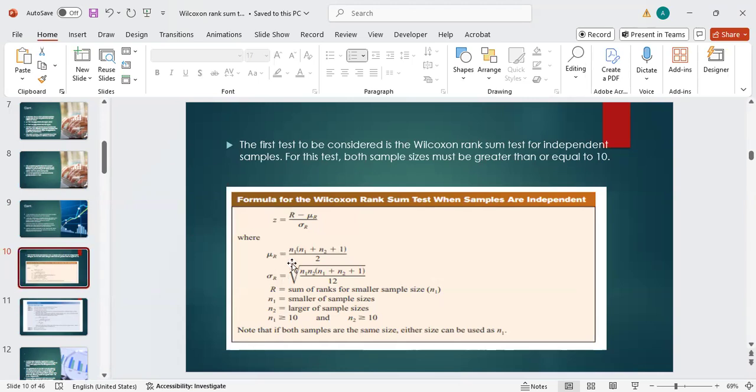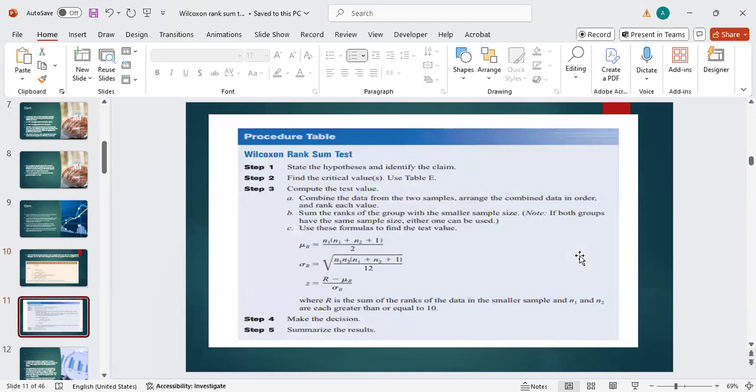Mu R equals n1 into n1 plus n2 plus 1 divided by 2, and sigma R is the square root of the formula. R is the sum of ranks for the smaller sample size. n1 equals the smaller of the sample sizes, n2 is the larger of the sample sizes, and n1 should be equal to or greater than 10, and n2 should be equal to or greater than 10. Note, if both samples are the same size, then either size can be used as n1.